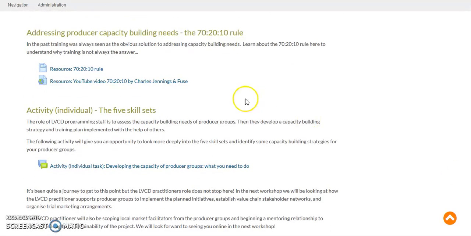Then we are going to learn about the 70-20-10 rule to understand why training is not always the answer. And for your individual activity, you will need to design the capacity building plan for your producers group.